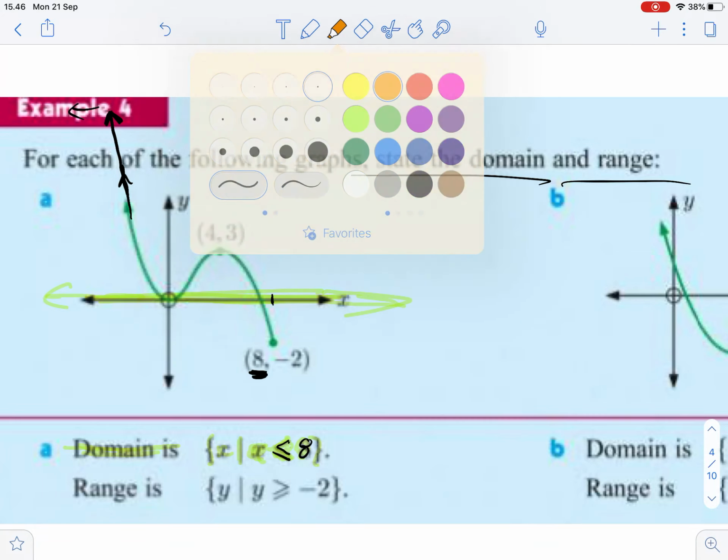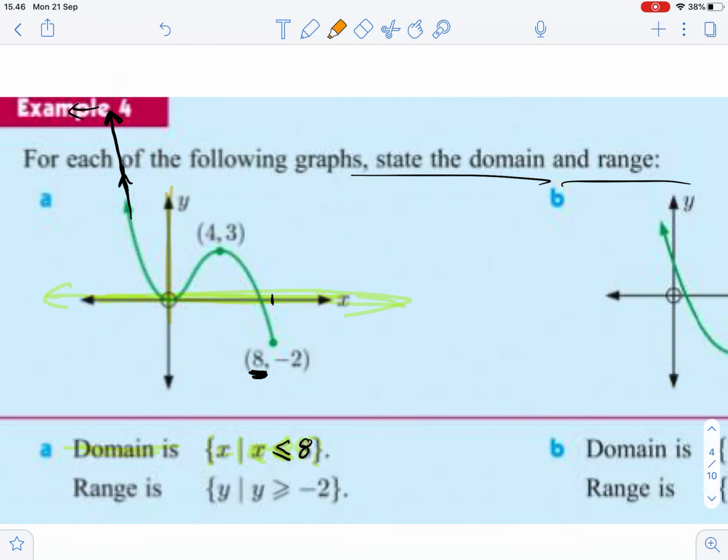The range, on the other hand, is just looking at the y-axis. So almost if you could remove the x-axis when you look at the range, it would be really helpful. But here I have the set of all y values such that y is greater than or equal to -2. So the question is, how far up and how far down does it go?